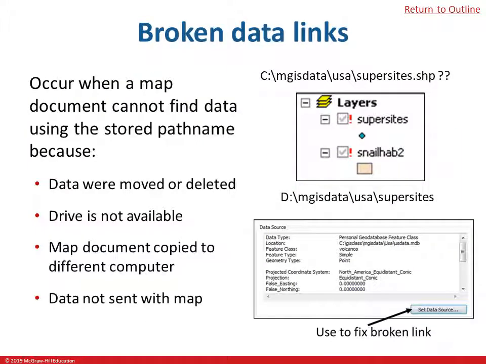Again, they occur when a map document can't find data using the pathway. Here on the right you see the red exclamation points of death I was talking about. If it's moved or deleted, or the drive's not available, or it's copied somehow incorrectly, all these things happen. How do you fix it? Again, go into the data source, set the data source, use that to fix broken links.